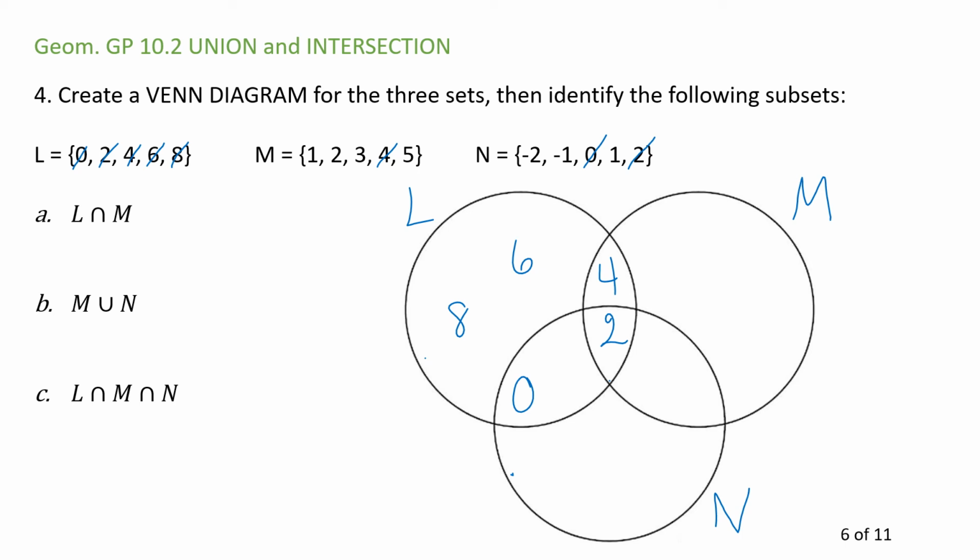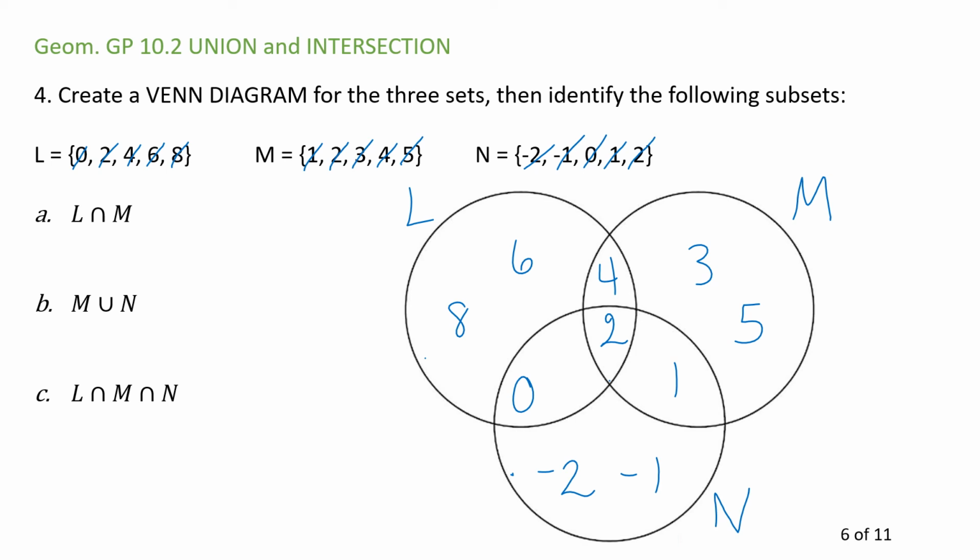All right, now we'll go over to M. Looks like we've got 1. 1 is in M. It's also in N, so 1 goes in here. 2, already dealt with. It was in the middle. 3 is in M alone. And 5 is in M alone. So I'm done with that. And now I just need to go with these. Negative 2 is in only N. And negative 1 is in only N. And I think I'm done.